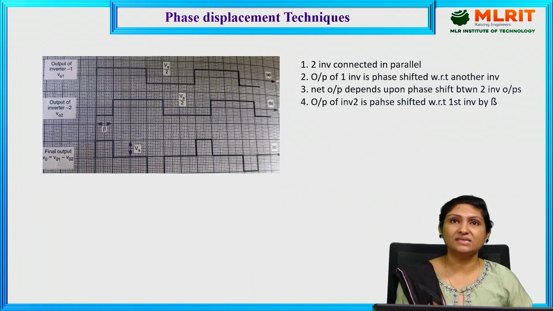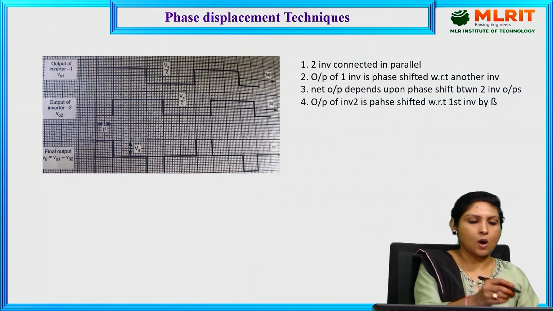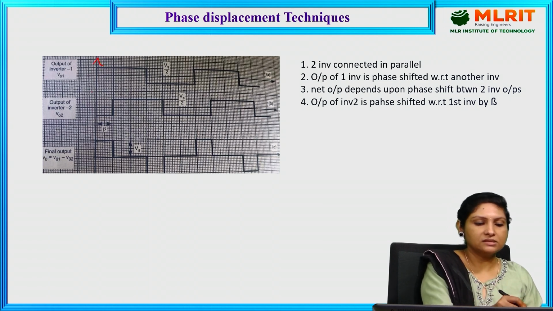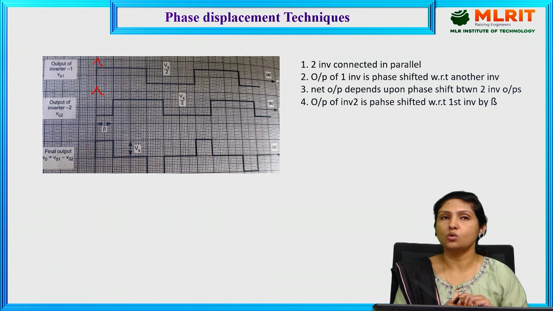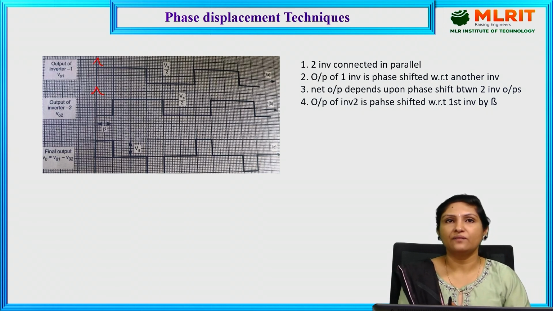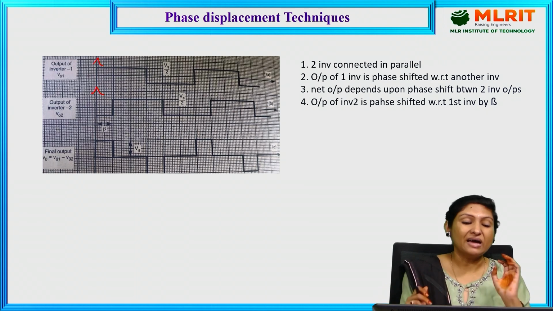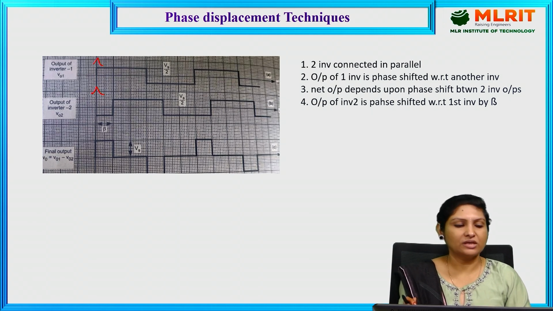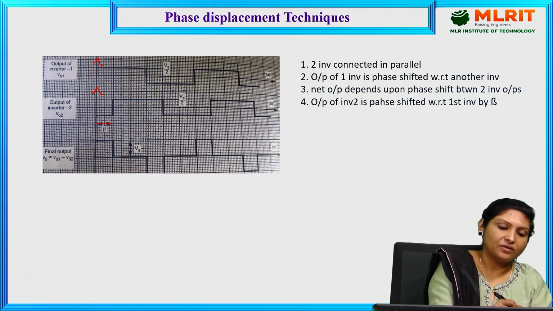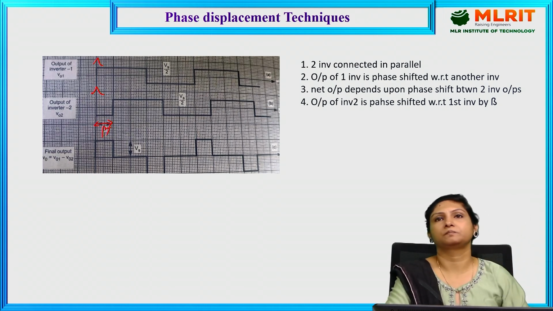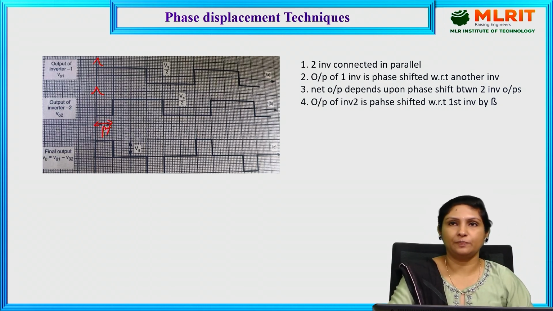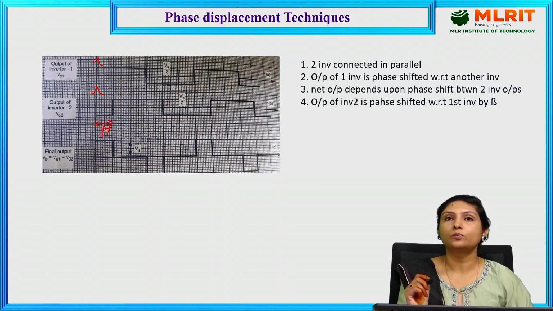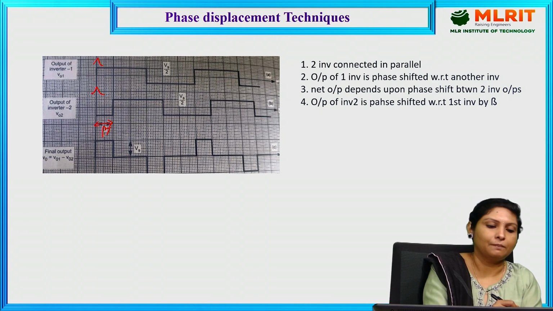And here, phase displacement technique. Here, this is the output voltage of inverter 1, and this is the output voltage of inverter 2. And if you see, the outputs of two inverters are connected in parallel, and the output of one inverter is phase shifted with respect to the other inverter by a phase displacement of beta. So the net output depends on the phase shift between the two inverter outputs. And here the output of inverter 2 is phase shifted with respect to inverter 1 by beta.